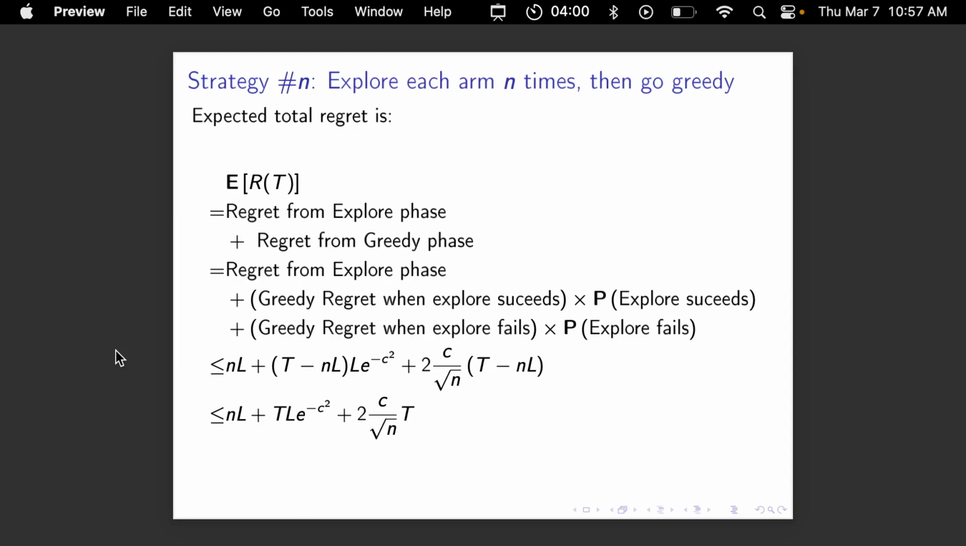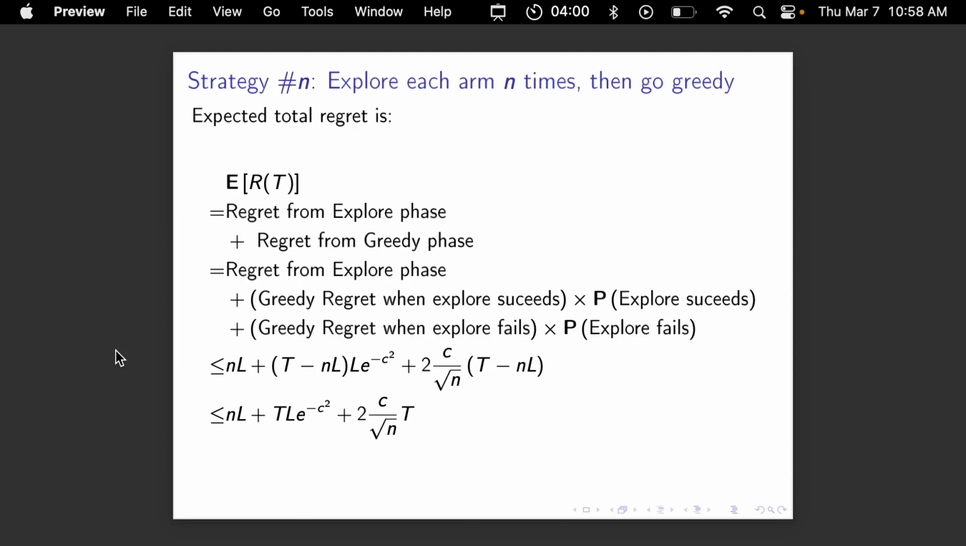And the regret from the greedy phase can be divided into 2 parts. There's the regret when we succeed, and we know that's low. But sometimes we will fail. Our exploration will not work, and we'll get unlucky, and we won't have an accurate estimate. In that case, I'm going to say the explore fails, and I'm going to divide the total regret from the greedy phase into 2: explore succeeds and explore fails. And when you're doing the expected value, you multiply them by their respective probabilities. And now we have an answer, which is we can add all these 3 things up.